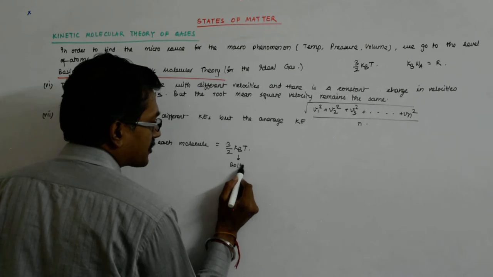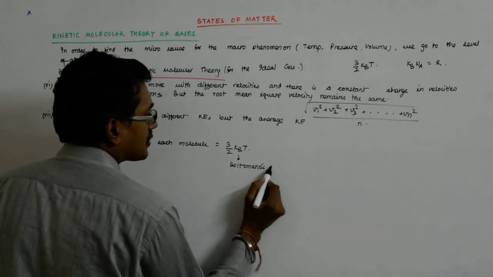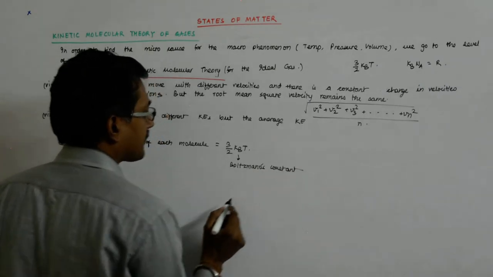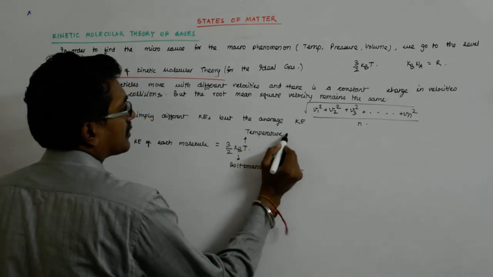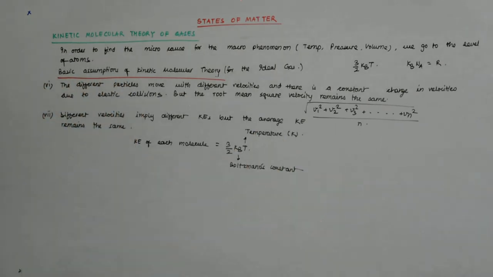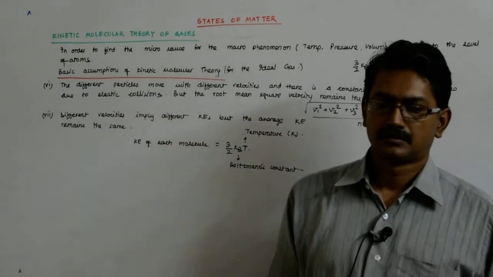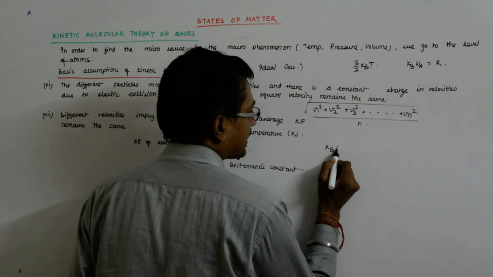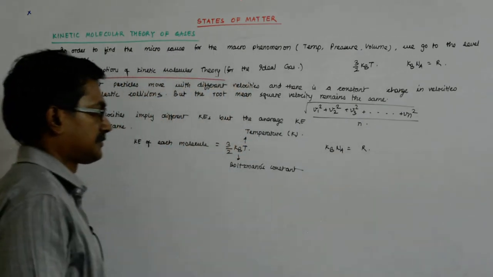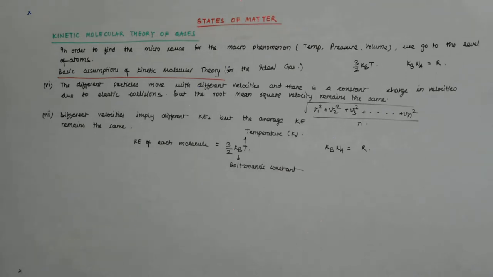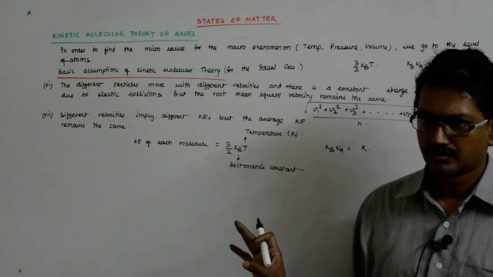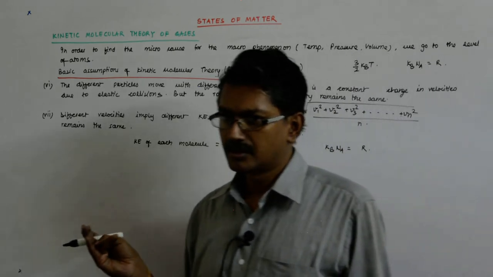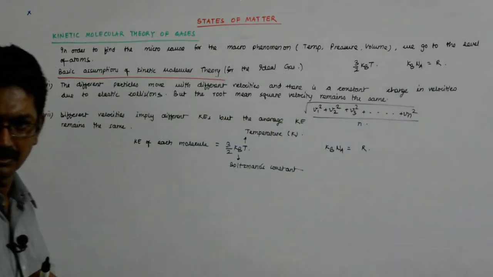This is your Boltzmann's constant, and T is the temperature in Kelvin. Okay, this temperature in Kelvin. We'll see later that it is kB into NA, which is equal to R. Okay, that is your Boltzmann's constant. And obviously, this is the averaged out kinetic energy. Okay, because it cannot be constant because of the variation in the velocities, right? Fine.